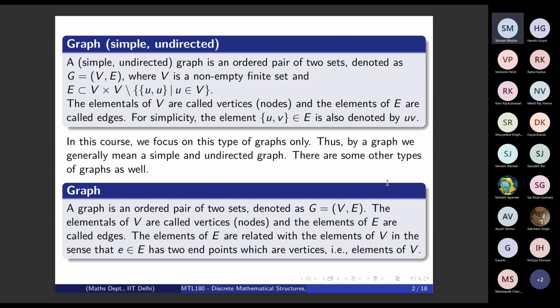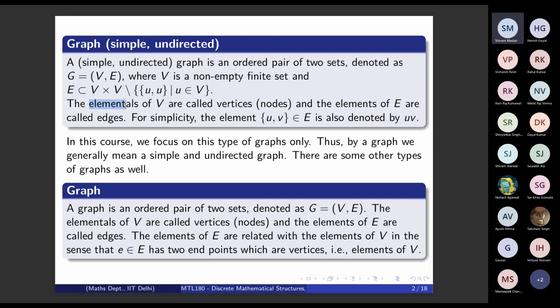So what is a simple undirected graph? A simple undirected graph is an ordered pair of two sets, denoted as G, and the ordered pair is V comma E. What is V? The elements of V are called vertices. There is a typo here. And the elements of E are called edges.